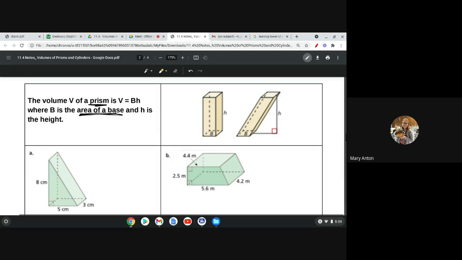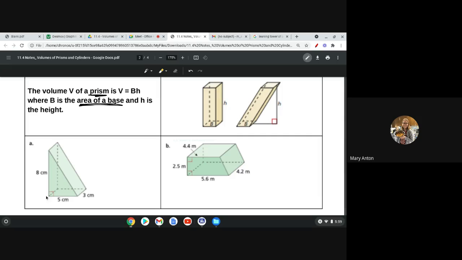Okay, so for this one, our triangle is the base. Actually, no. I'm going to find the base first. The area of the base is the area of this triangle. This is a triangular prism because the two bases are triangles. So how do we find the area of a triangle? 1/2 base times height, where this H is different than this H up here, it's the height of the triangle. So maybe I'll mark it H little t for height of the triangle.